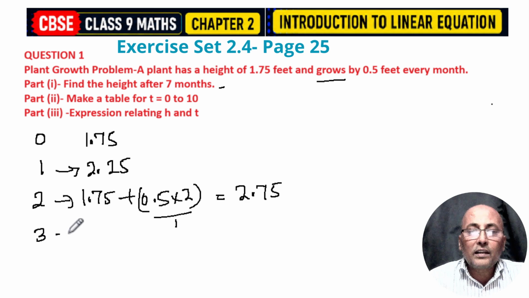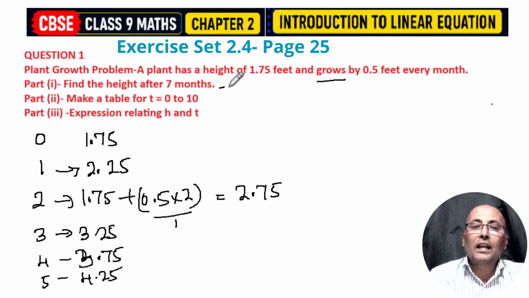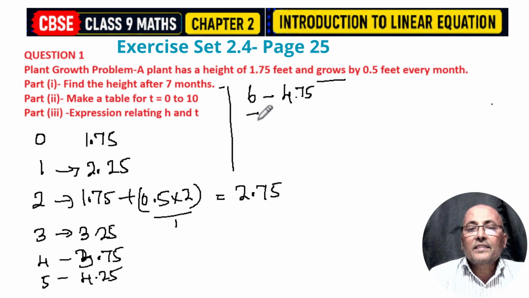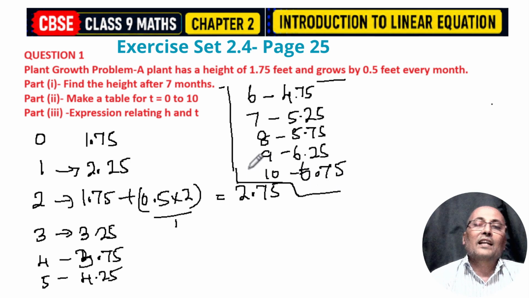Third month, it is 3.25. Fourth one, 3.75. Fifth one, 4.25. Sixth one, 4.75. Seventh month, it will be 5.25. Eighth month, it is going to be 5.75. Ninth month, it is going to be 6.25. 10th month, it is going to be 6.75. So till 10 months we calculated.